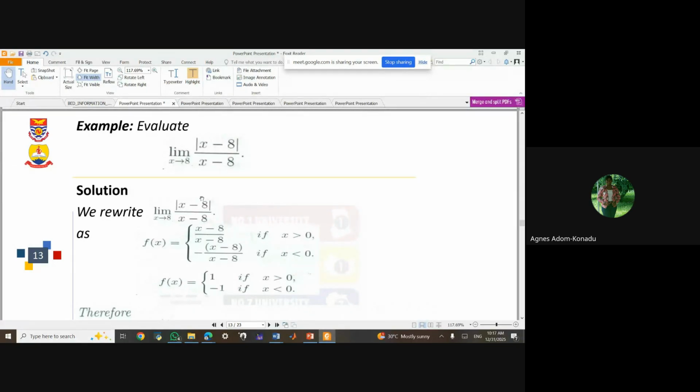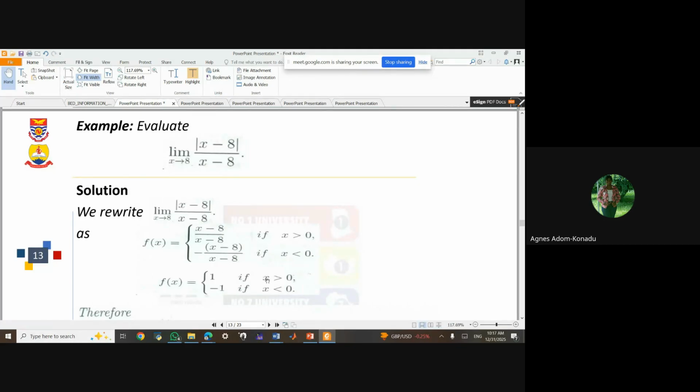And then the other one, I have the negative portion, which is negative into brackets x minus 8 over x minus 8. Here I want to look at where the numerator is less than 0, or x is less than 0. Now x minus 8 over x minus 8 will cancel. I have 1, then minus x minus into brackets x minus 8 over x minus 8. This will give me minus 1.